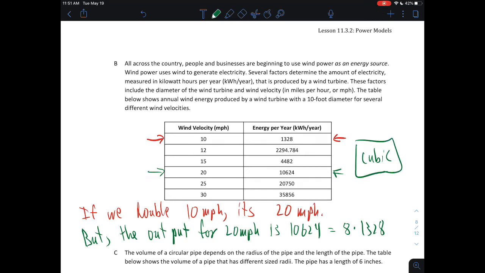So if we double 10 miles per hour, that gives us 20 miles per hour. But what happened to the energy per year? It was multiplied by 8. You could try this also if you take the wind velocity of 15 miles per hour and double it to 30. See what happens to the energy per year with those two.